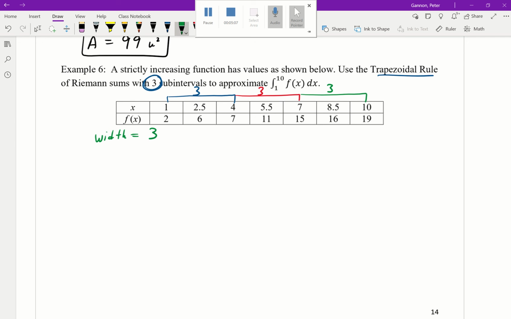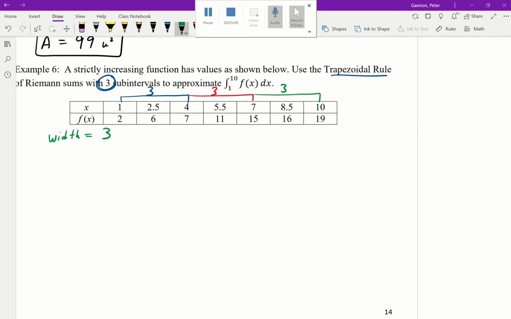Now, again, trapezoidal rule. This is a formula you guys need to know. Area of a trapezoid is 1/2 the height times the sum of the bases. So base 1 plus base 2. And as we apply that to the Riemann sum, we are going to get area is equal to 1/2. Our width is uniform, so 3 times. Now, got to go back and remember, each of these trapezoids has 2 bases.